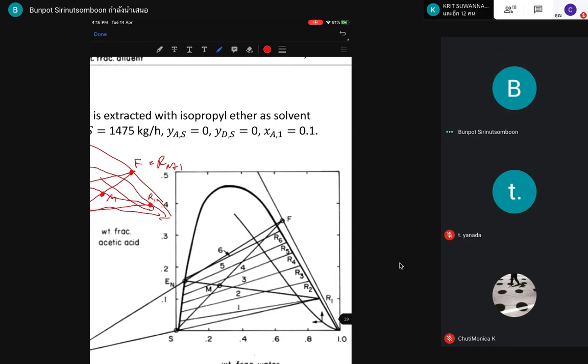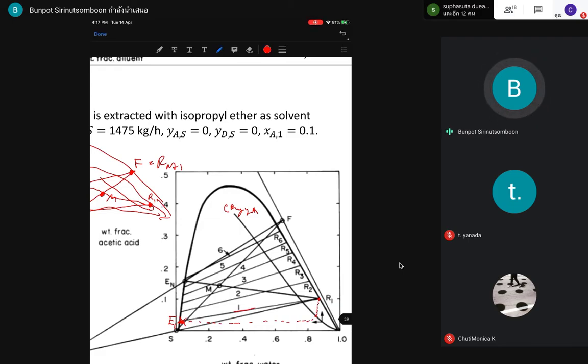So this is R1, right? You have to find this tie line. For this tie line, you use the conjugate line. This is the conjugate line, used to find the tie line. The way you do it is to draw the vertical line to the conjugate line like this. This is how you find E1. So from R1 you find E1 here.